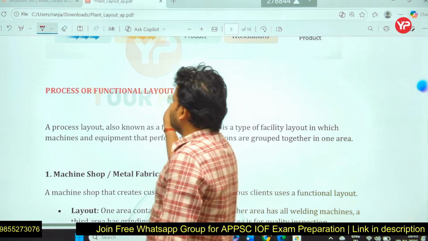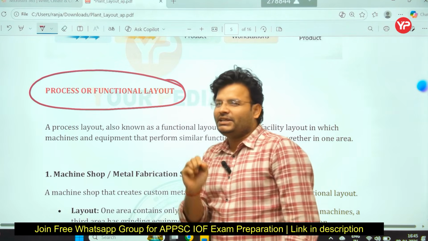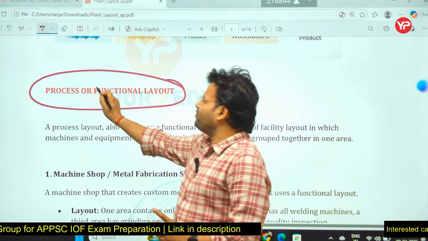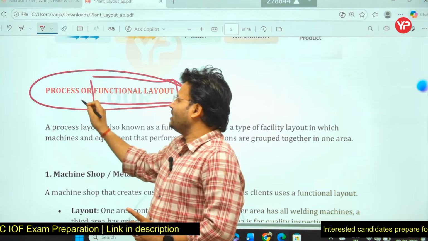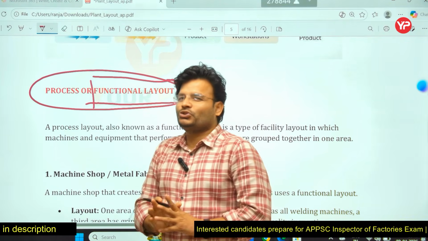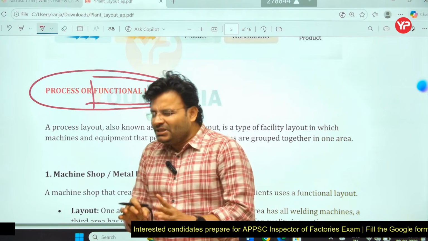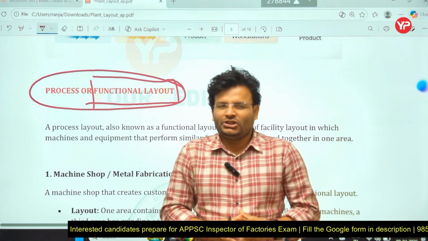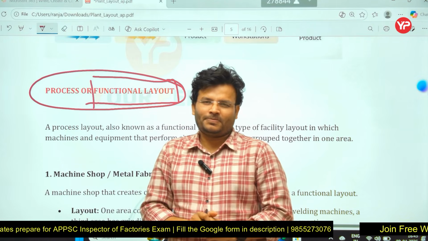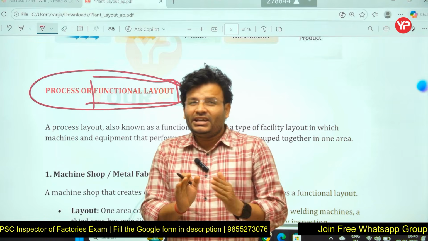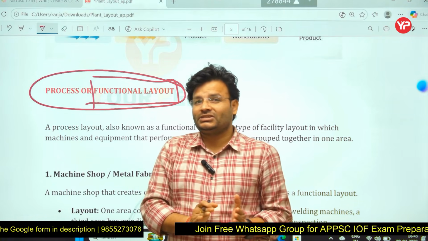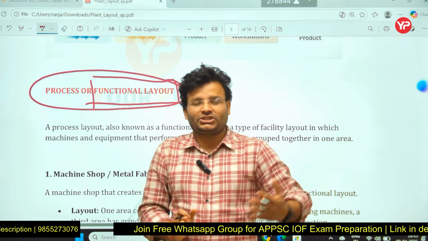Next is called process or functional layout. What does the name indicate? Process layout is also known as functional layout, and functional layout is also known as process layout. What is the meaning of functional? If you talk about functional layout, it means the same types of work will be completed at one point. In this you don't have to follow any sequence. If you talk about line layout, you have to follow the sequence. If one sequence breaks down, the overall production system will be delayed.